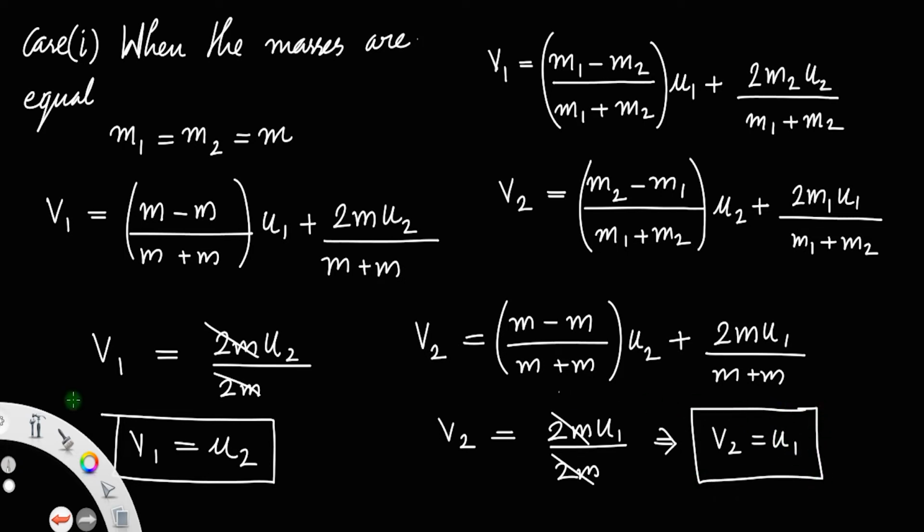So what do you mean by these two equations? That is, the initial velocity of the second body is acquired by the first body. Similarly, the initial velocity of the first body is acquired by the second body. So the bodies just exchange their velocity. Clear?